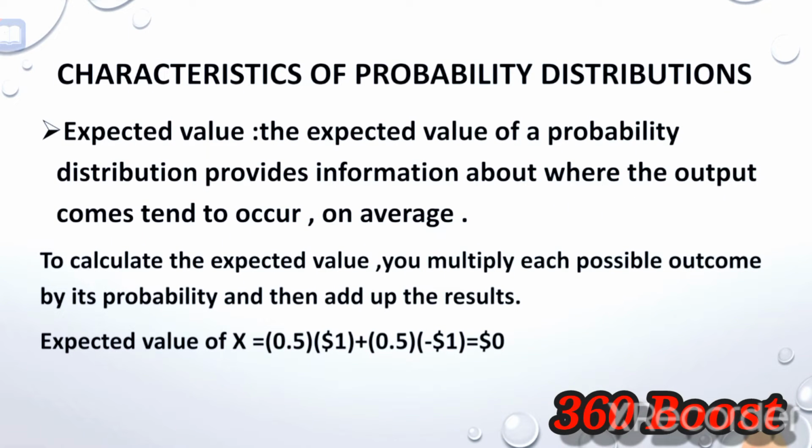Characteristics of the probability distribution. Expected value. The expected value of the probability distribution provides information about where the outcomes tend to occur on average. To calculate the expected value, you multiply each possible outcome by its probability and then add up the results. Expected value of X.